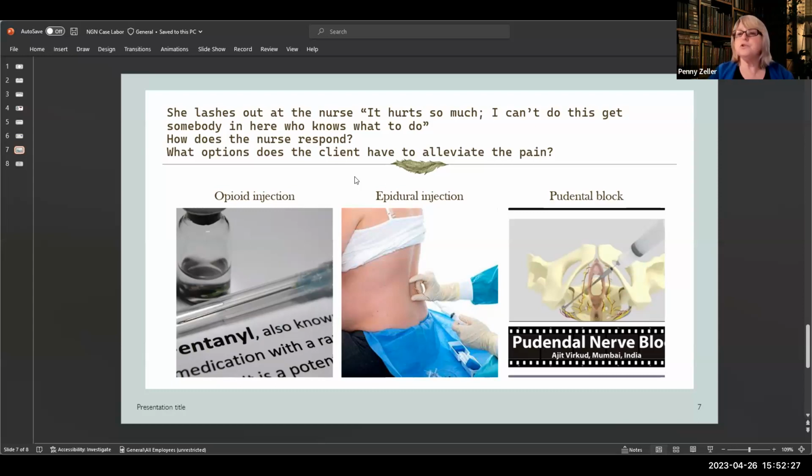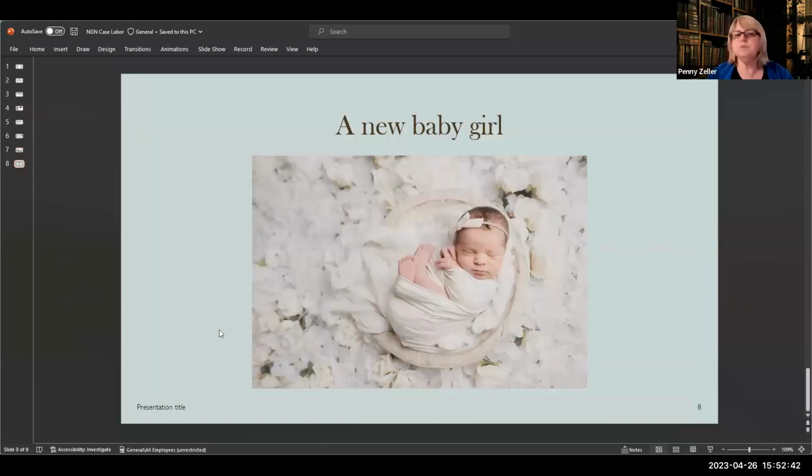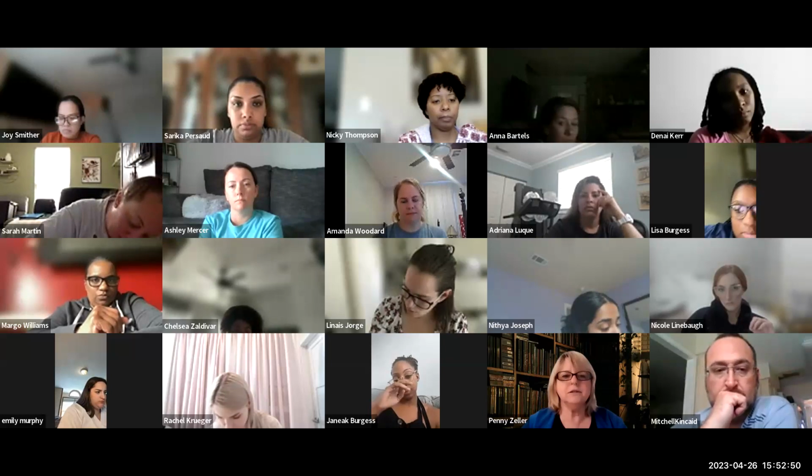Okay? Epidurals are ideal. Pudendal blocks, you'll find, are good for that late stage when it's too late for an epidural. So we're going to talk about that today. And then we were able to deliver with a pudendal. We did a pudendal on her and she delivered a new baby girl. Okay, so that's a start.